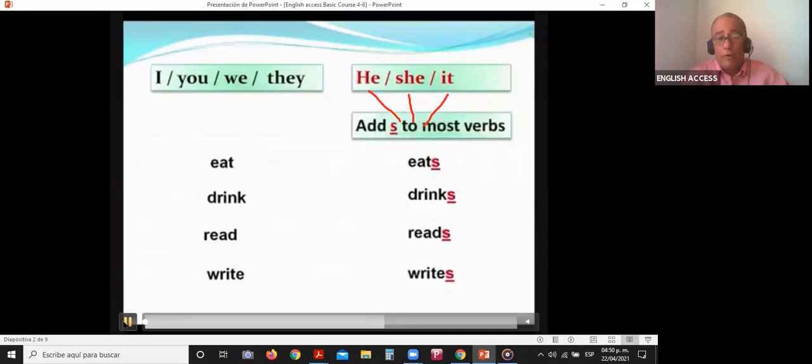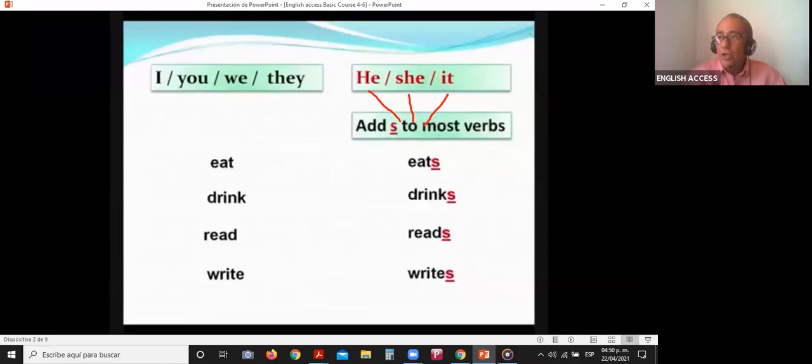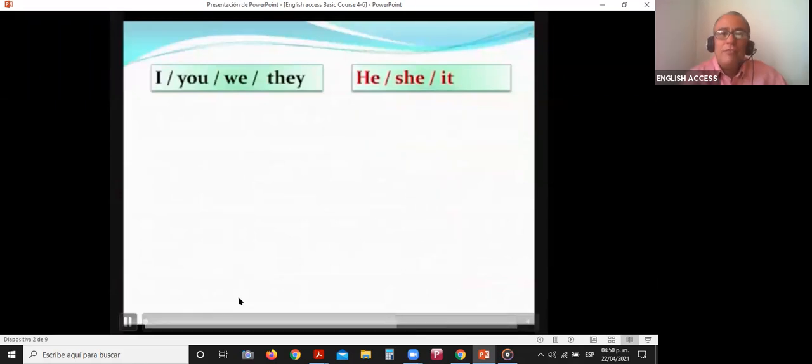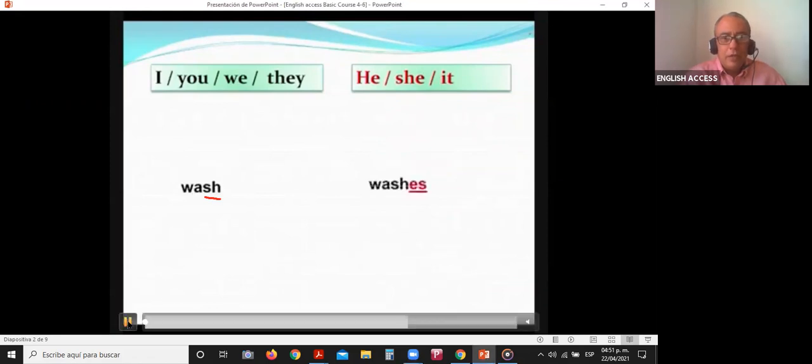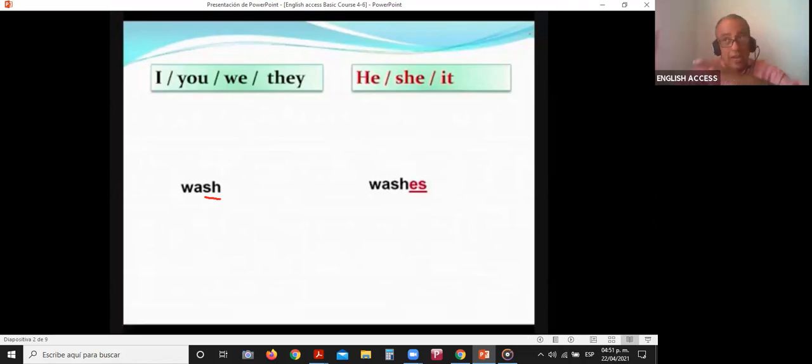Also, there are more verbs. You see, we add an S to most verbs. Let's see some other verbs. For example, here, wash. Wash has a different ending. Please take a look. Wash, SH. What happened to the verb with SH? Let's see. Here it goes. Washes. We add ES to the verb. Wash, washes. I wash, you wash, we wash, they wash.